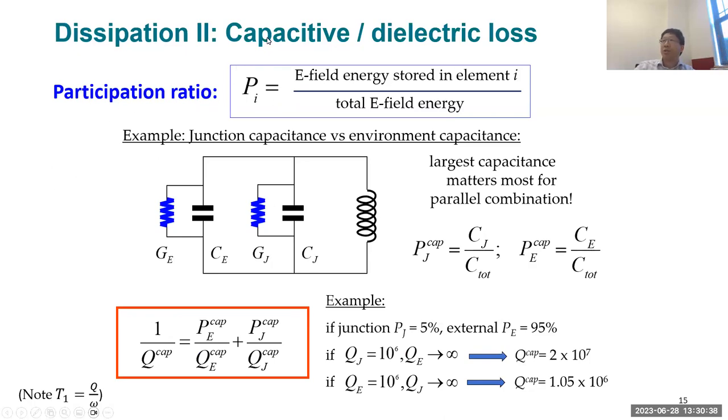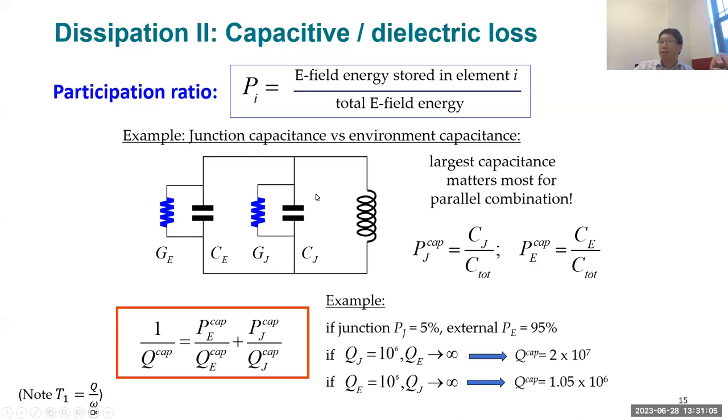Participation ratio can be defined as the electric field energy stored in element i divided by the total electric field energy. This will give you what we define as the participation ratio of the ith element. For example, if we simply divide our capacitor into two parts, one is the junction capacitor, one is the environment capacitor. For a transmon, this is small, this is large, right?